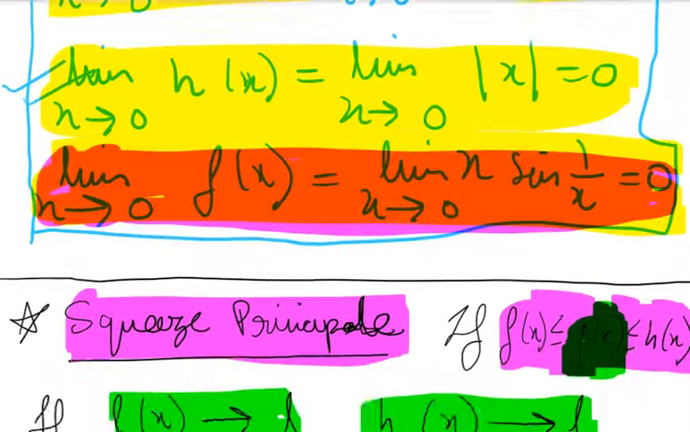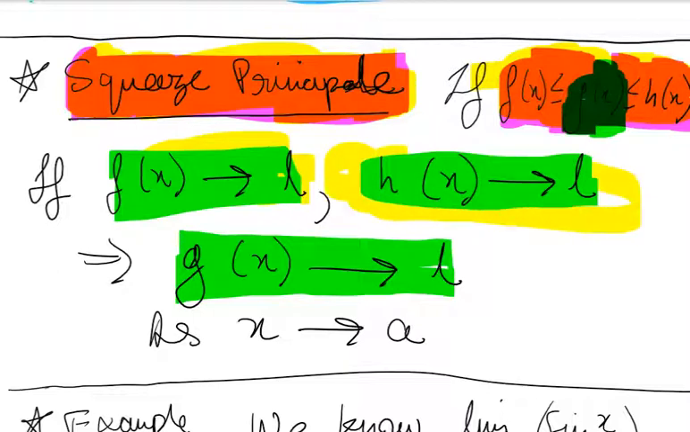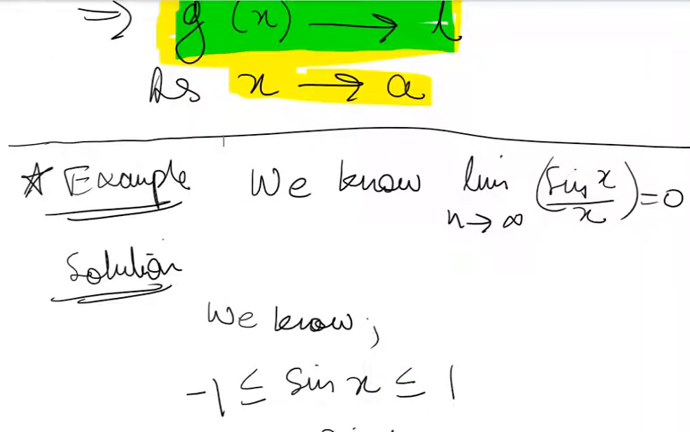Next, from the squeeze inequality, we go on to explaining the squeeze principle. And the squeeze principle says what? If we have some function where f of x is less than or equal to g of x, and g of x is less than or equal to h of x, that means g of x is in the middle. If f of x is tending to some limit L and h of x is tending to the same limit L, then g of x would also tend to the same limit L, provided that x is tending to the same value. Understanding this, using that principle, this is an example on it.